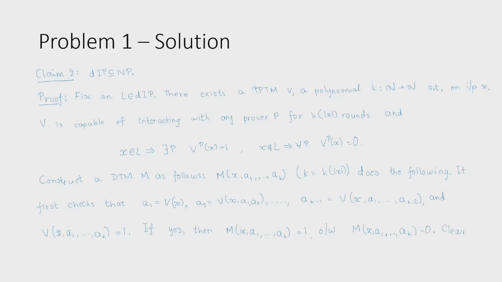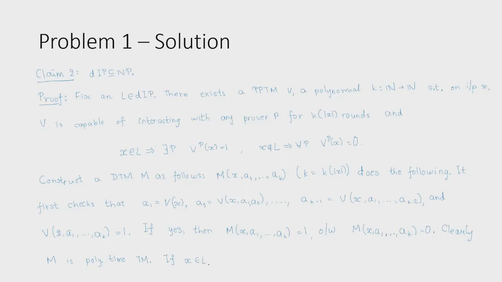Clearly, M is a polytime Turing machine, right? So is this fine? Why is M a polytime Turing machine? Because all of these A1 to AK have to be polytime, right? Okay.